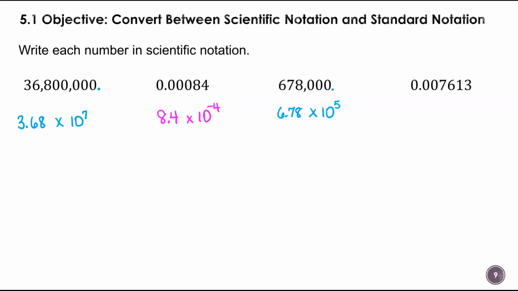And then the next one, I want the number I'm writing in scientific notation to be between 1 and 10, so my decimal will go between the 7 and the 6. 7.613 times 10. I move my decimal 3 places. This is a number less than 1, so it will be negative 3. And then it's in scientific notation.